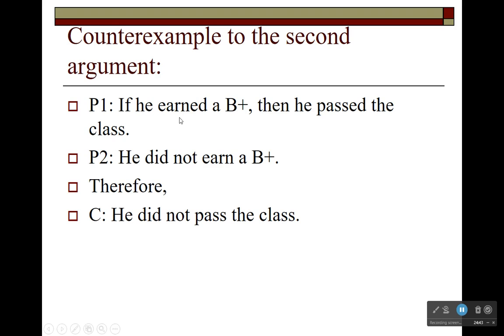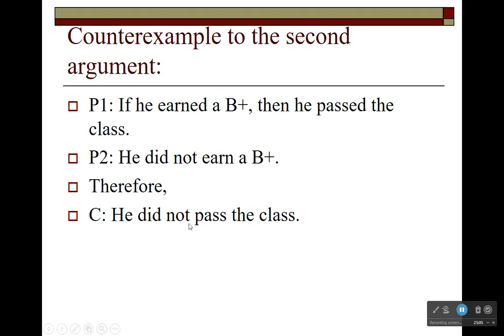Let's think about this first statement. If he earned a B+, then he passed the class. Of course, that's true. B+ is on any scale, right? B+ is always a passing grade. Premise 2, he did not earn a B+. Okay, let's imagine a scenario in which that is true. Maybe he earned an A minus. Okay, so in that scenario, both of these statements would be true.